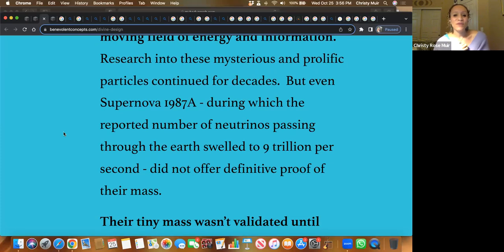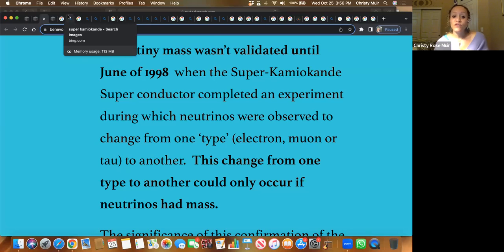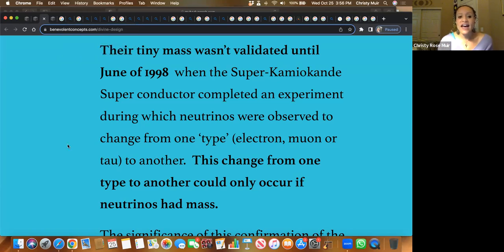Research into these mysterious and prolific particles continued for decades, even after Wolfgang Pauli first postulated their existence. But even after supernova 1987A, during which the reported number of neutrinos passing through the Earth swelled from 3 trillion to 9 trillion per second, this did not offer definitive proof of their mass until June of 1998, when the experiment of this Super Kamiokande superconductor that I just showed you observed neutrinos changing from one type to another, which could only occur if they had mass.